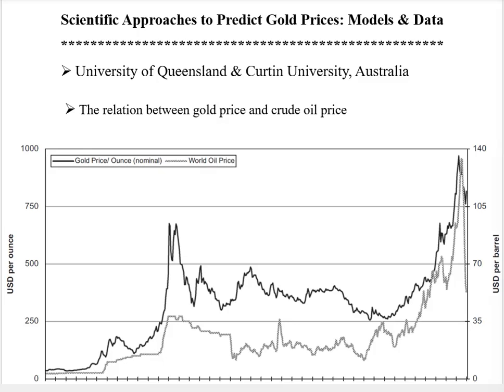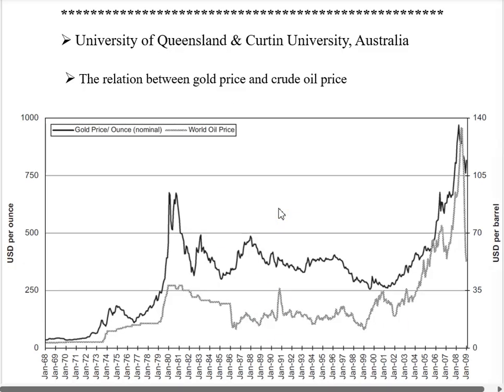Okay, let's start and study the first method. The first scientific method I want to review in today's video is based on research conducted by the University of Queensland and Curtin University in Australia. The method they have proposed is based on the prediction of the gold price using the oil price. To demonstrate the correctness of their proposed method, they have cited the figure you see.